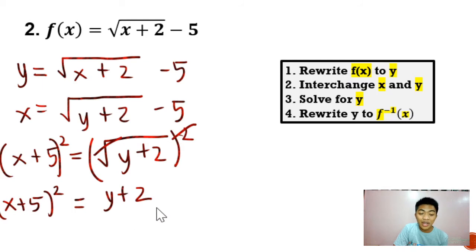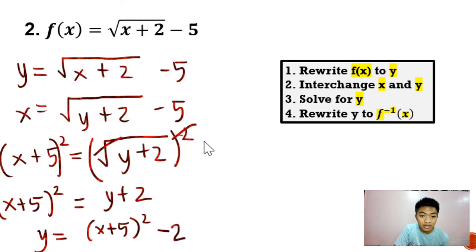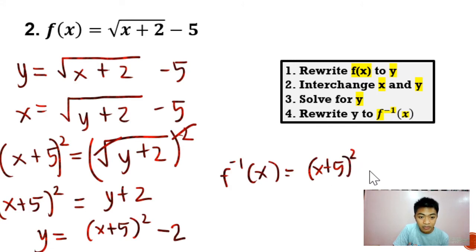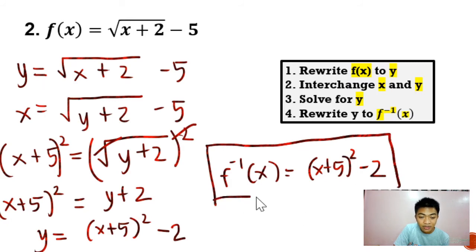And then we're just going to move 2 to the other side. So parang yung magiging final answer na dito ay minus 2 because we moved this 2 to the other side. And to write the final answer, f inverse of x is equal to the quantity x plus 5 squared minus 2. So this is the inverse of the given function. Let's have the last example.